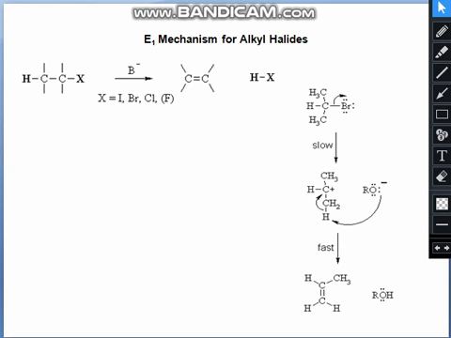Now the E1 mechanism of alkyl halide. In this, the first step is cleavage of the polarized carbon-halogen bond, allowing the loss of a good leaving group, a halide ion, to give a carbocation intermediate. This is the rate determining step. It is a slow step. Then the second step is an acid-base reaction, deprotonation by a base. Here we can see an alkoxide ion removes a proton from a carbon atom adjacent to the carbocation center, leading to the creation of the carbon-carbon double bond.